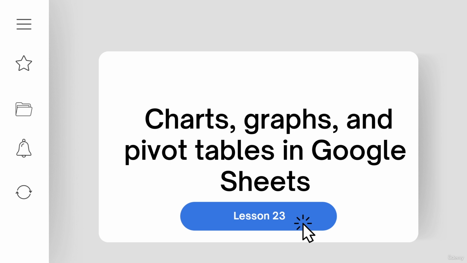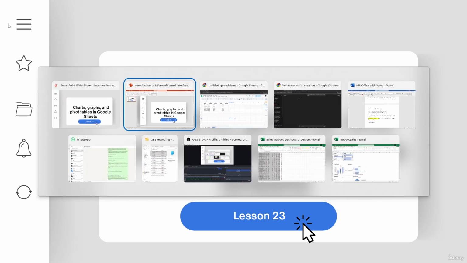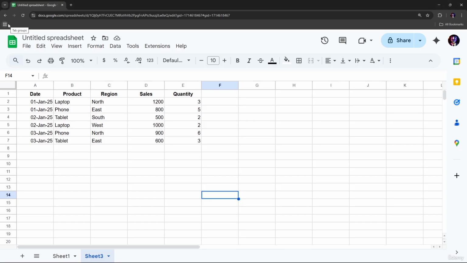Okay, let's begin. We start up with Google Sheets. Let's start by creating our simple dataset. Imagine we are managing sales data for a small online store. Here's the dataset we'll use. This dataset tracks sales across different products, regions, and also the date.